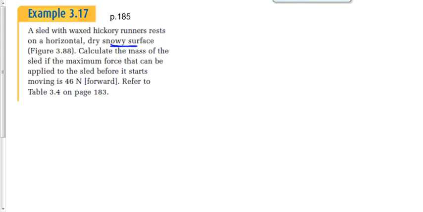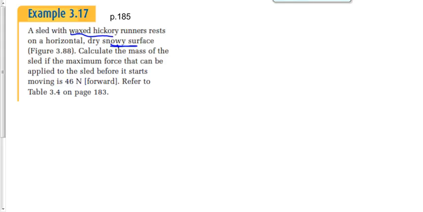If you're a skier, you know this, right? You know that you don't like skiing when the snow is wet, when it's kind of slushy, because you ski a lot better when the snow is dry, because the coefficient of friction is less. We have to find the coefficient of friction for waxed hickory runners on a dry, snowy surface. And then we have to calculate the mass of the sled if it takes 46 newtons to get the sled moving.